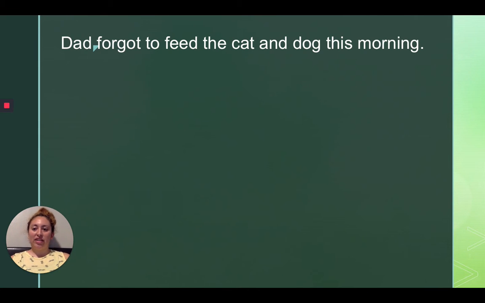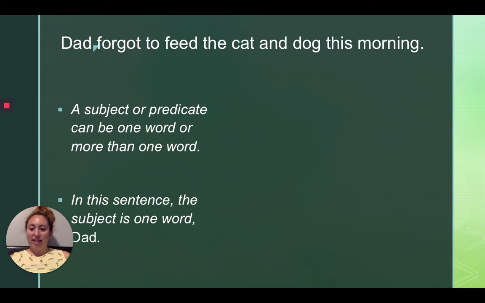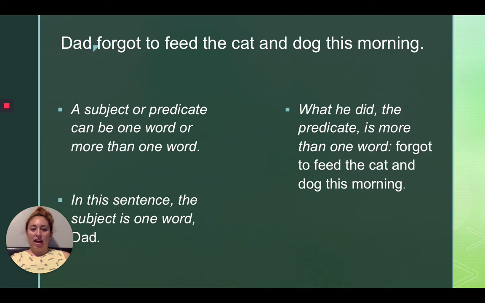Let's look at another sentence. Dad forgot to feed the cat and dog this morning. A subject or predicate could be more than one word. In this case, the subject is one word, dad, and the predicate is more than one word: forgot to feed the cat and dog this morning.